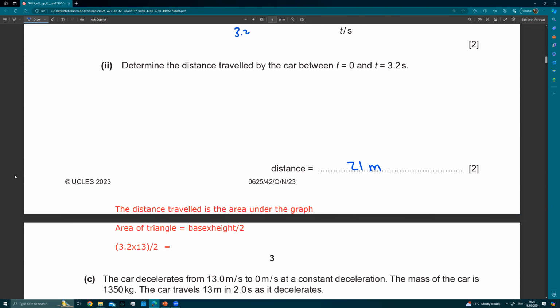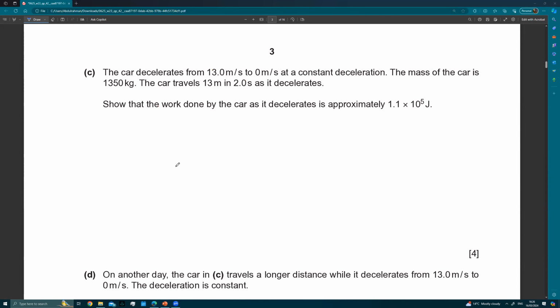All right, let's carry on. The car decelerates from 13 meters per second to 0 meters per second at a constant deceleration. The mass of the car is 1350 kilograms. The car travels 13 meters in 2 seconds as it decelerates. Show that the work done by the car as it decelerates is 1.1 times 10 to 5 joules. Well, the equation for work done is force times distance.